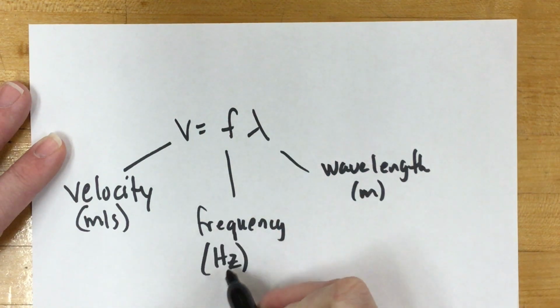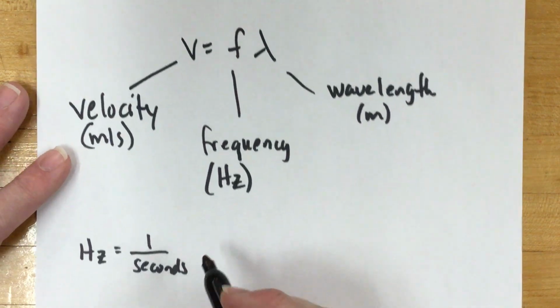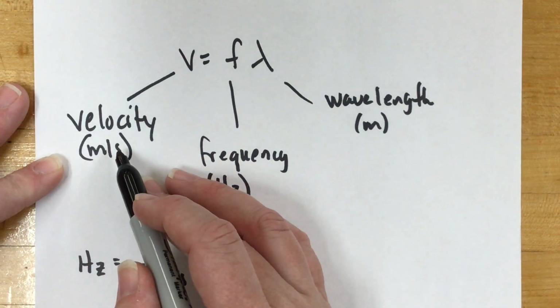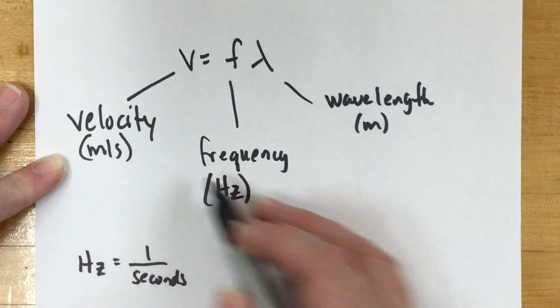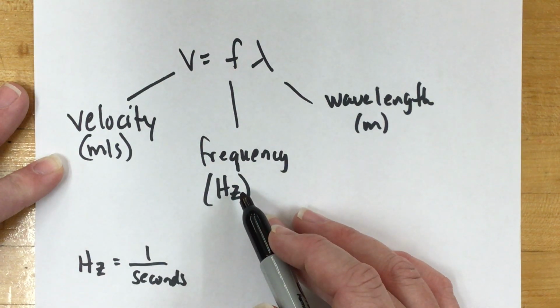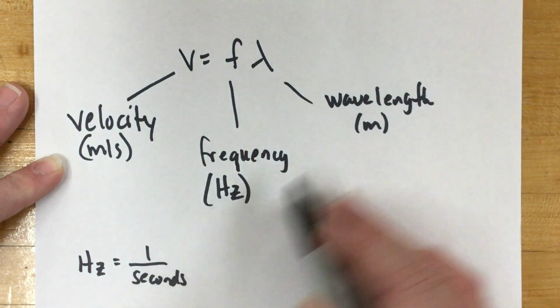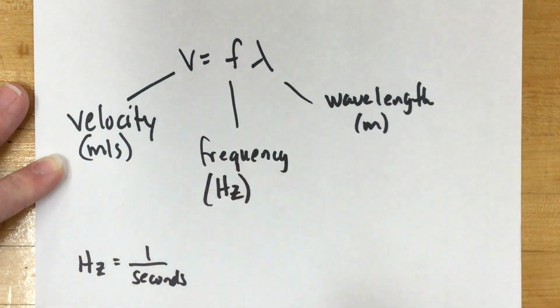When we talk about frequency in hertz, hertz are equal to 1 over seconds. So if we talk about velocity measured in meters per second, frequency in hertz, so 1 over seconds times meters, we take the meters times 1 over seconds, we get our meters per second that we have for our velocity.